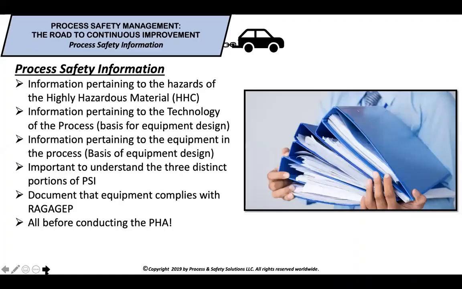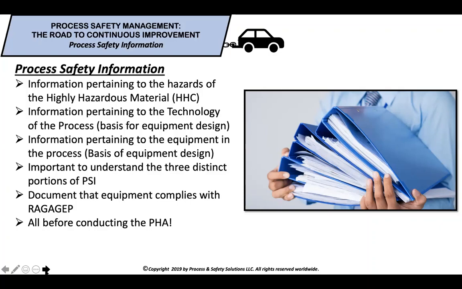So process safety information is information pertaining to the hazards of the highly hazardous material. That's part of it. In other words, it's an HHC, or highly hazardous chemical. Information pertaining to the technology of the process, and that's the basis for equipment design. So like I said, within process safety information, you can break this down into three distinct areas: information pertaining to the hazard of the chemical itself, or the hazardous material, information pertaining to the technology of the process, and information pertaining to the equipment in the process.